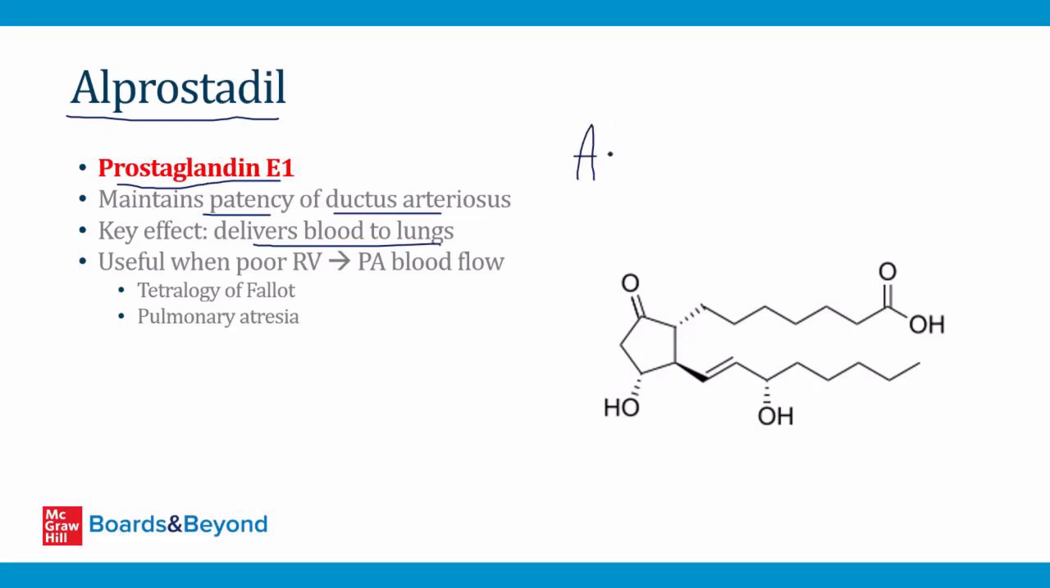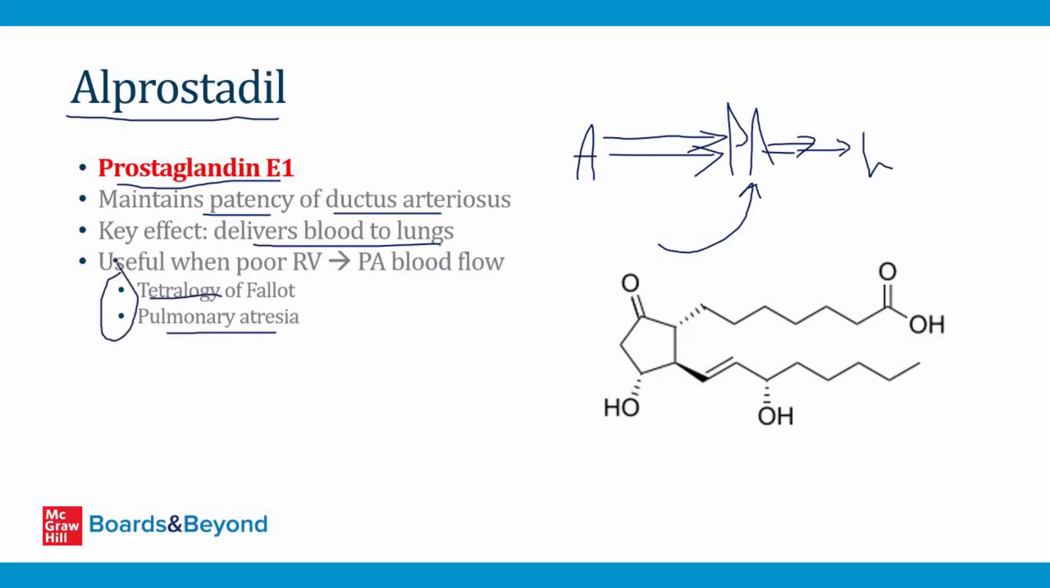Remember, the ductus arteriosus allows blood to go from the aorta to the pulmonary artery, and from there it can go on to the lungs. Well, if the baby has a problem getting blood from the right ventricle into the pulmonary artery, then by keeping the PDA open, you provide another pathway for blood to get into the pulmonary artery and then to the lungs. And so this is helpful with babies who have cyanotic forms of congenital heart disease, especially tetralogy of Fallot and pulmonary atresia. I talk about both of these conditions in another video, but when babies are born with these problems, they can't get blood from the right ventricle to the pulmonary artery, and so keeping the ductus arteriosus patent with alprostadil is helpful for these babies.